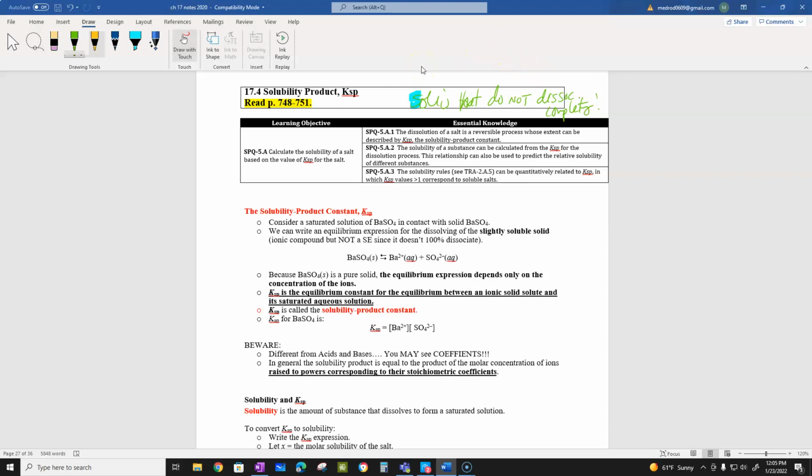Calculate the solubility of a salt based on the Ksp for that salt. So in a learning objective, we do have 3 that we have to do. So how do we calculate solubility, which is basically concentration? So solubility is concentration using Ksp, okay?